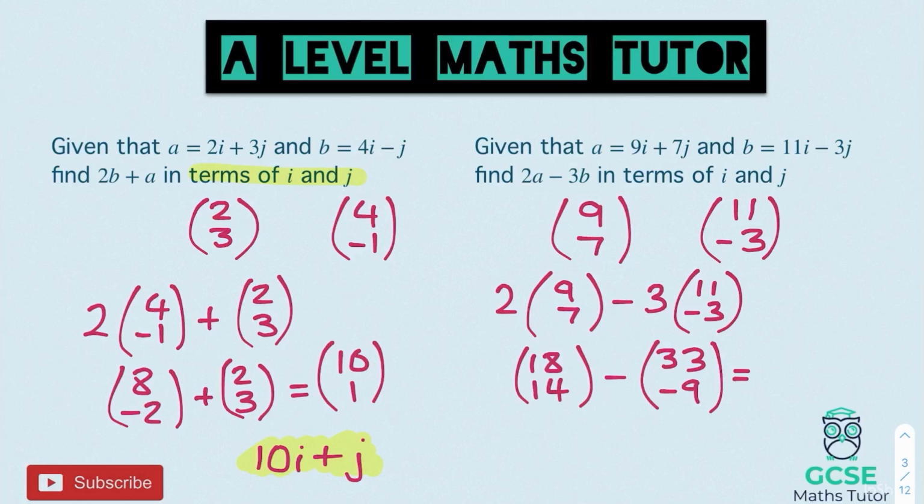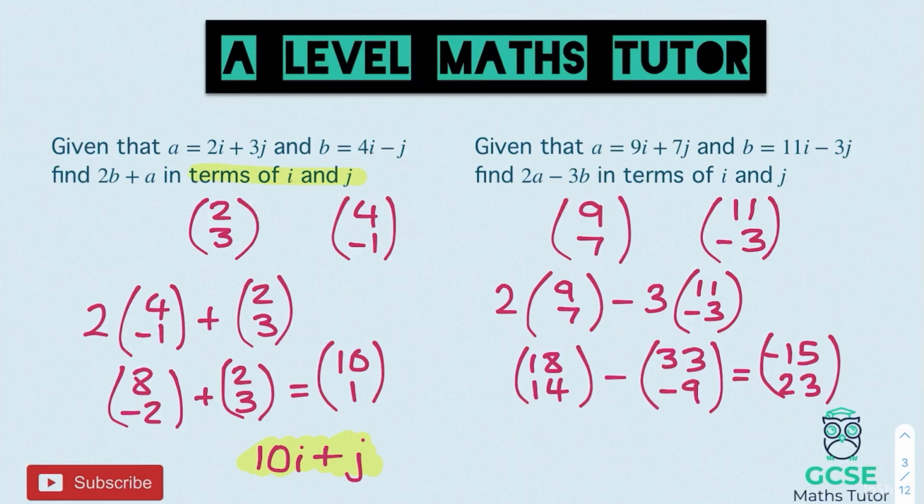So we have 18 take away 33. Obviously little questions like this, just be very careful with your sums. That is negative 15. And then on the bottom you've got 14, and again we're going to take away negative 9, so that's going to be adding 9. So 14 add 9 is 23, and there is our final column vector.